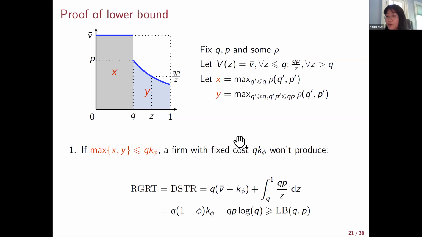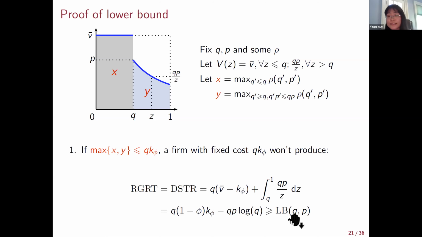Now, the regret I have in this market is the total surplus that could have been generated, which is the area of the gray area and the blue area minus the fixed cost. This is the first term in our lower bound function. So if you constrain the revenue too much, you discourage production.